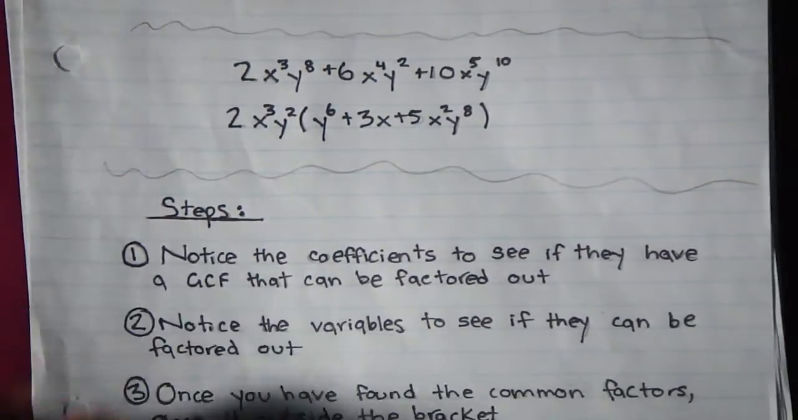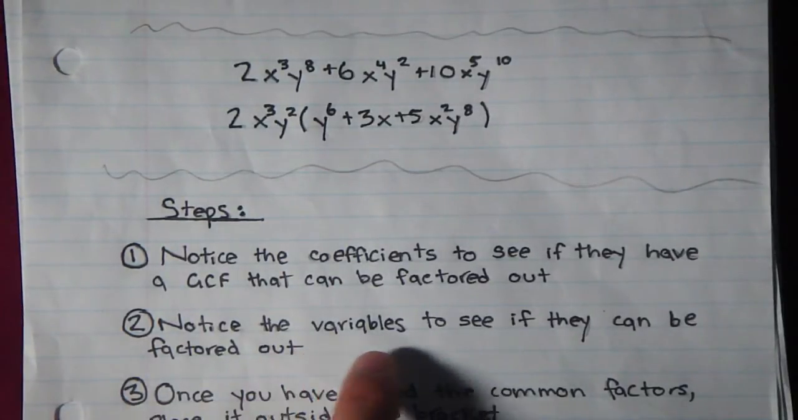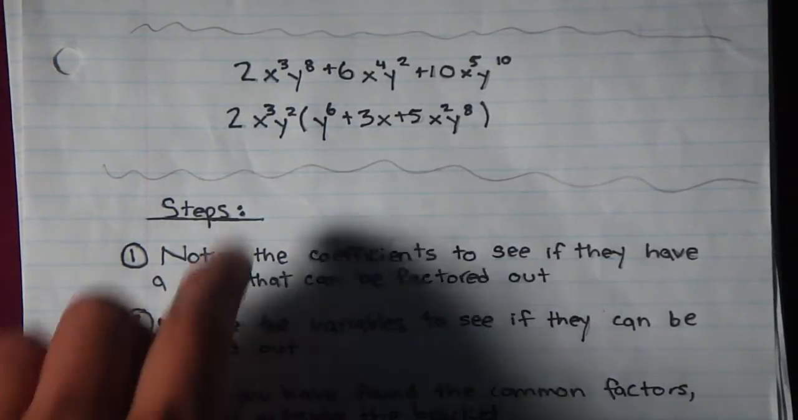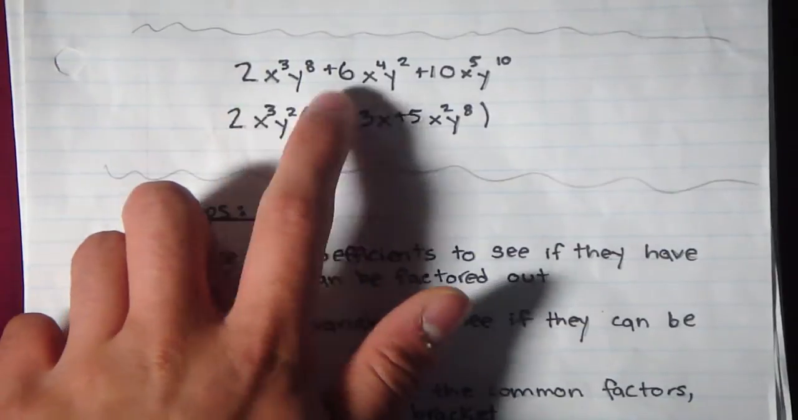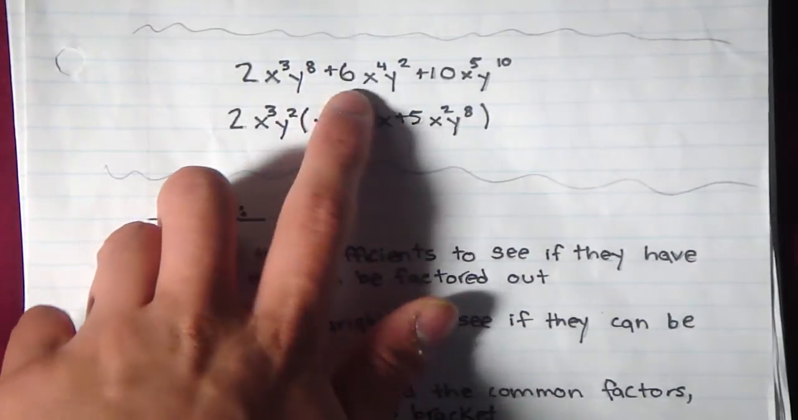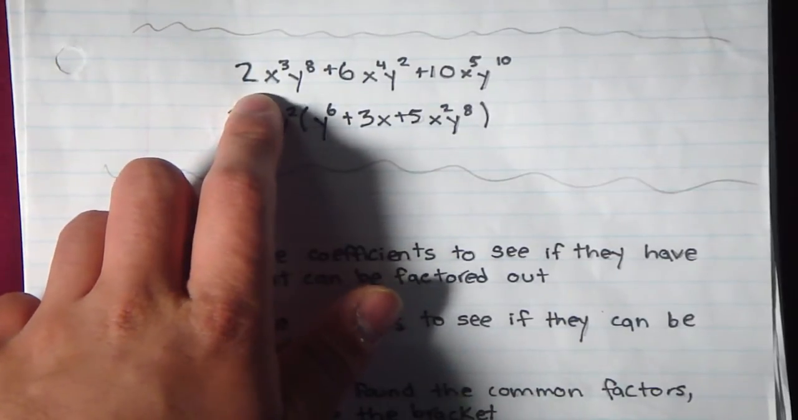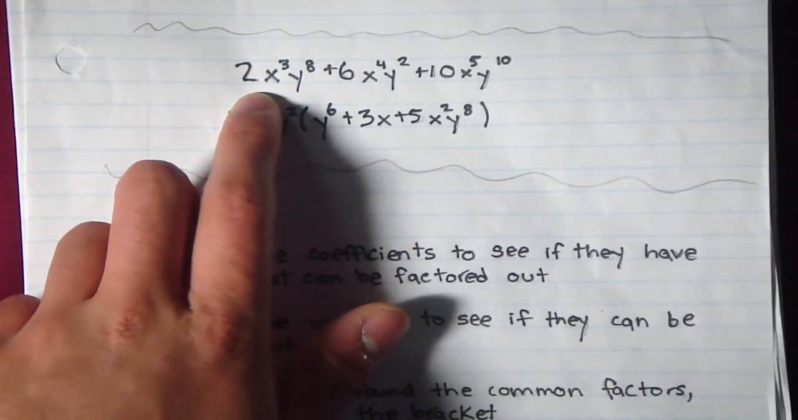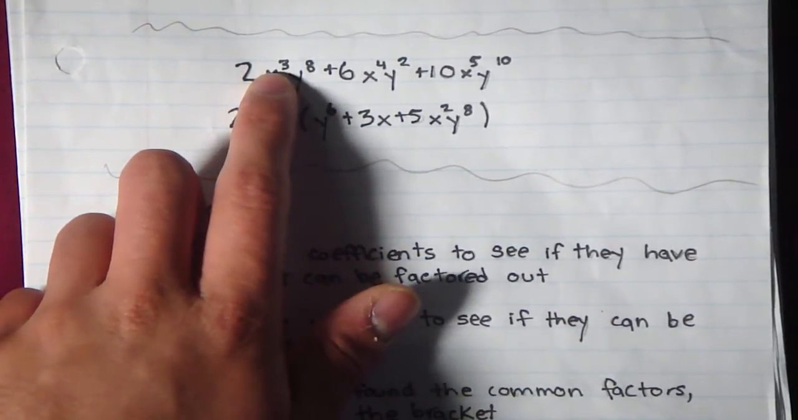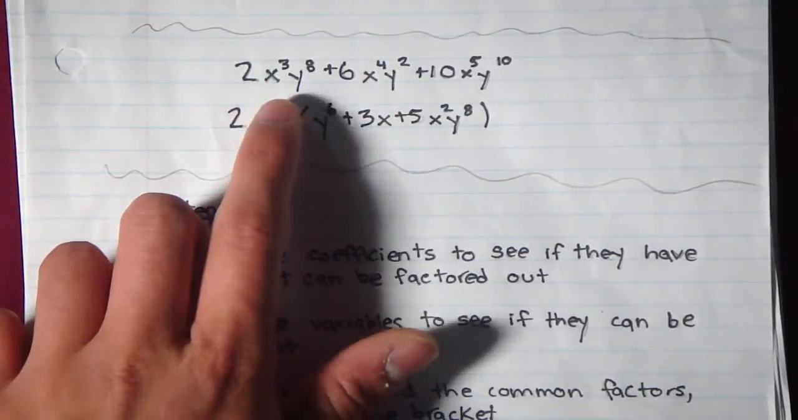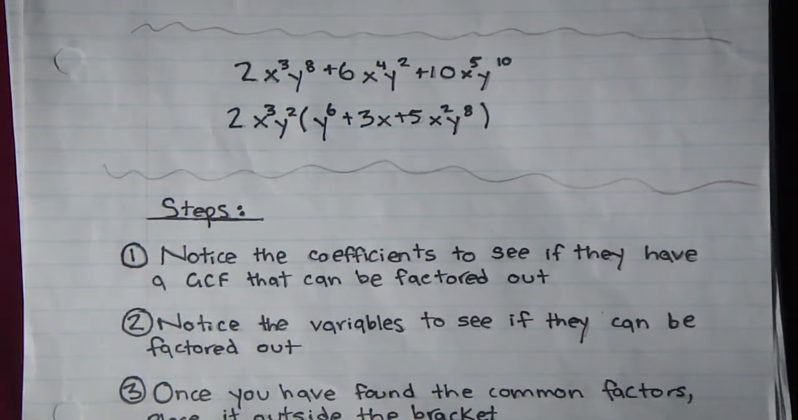Then step 2 says notice the variables to see if they can be factored out. In this case we have the same variable x in all the terms, and they all have exponents. So that is good. The next step is to see which one is the greatest common factor. The exponents are 3, 4, and 5. And in this case, 3 is the maximum number that can go into 3, 4, and 5.